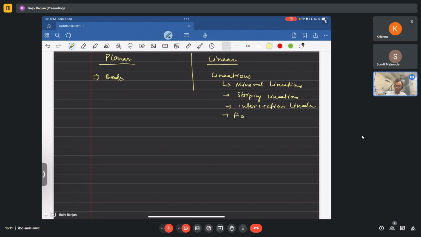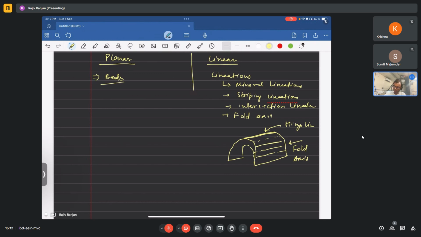Very basic. You see fold axis. You know fold axis, right? When you have a fold, suppose you have a fold. So this is known as your hinge line. And parallel to this, all these lines are known as fold axis. So you can see lineation means linear features.